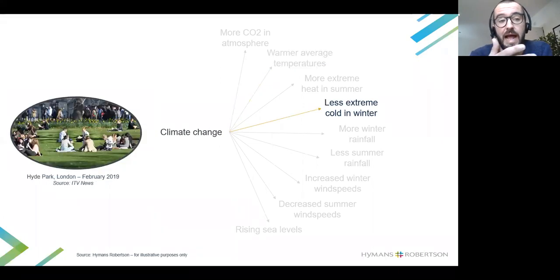As well as warmer average temperatures, we're likely to see less extreme cold in the winter as well. Now, this beautiful image we've included here of people picnicking in the park was not taken on a lovely summer's day, but was instead from February of last year. And this was during a kind of a week-long period during which the UK recorded its own warmest ever winter day, with temperatures topping out at just over 21 degrees in the middle of winter.